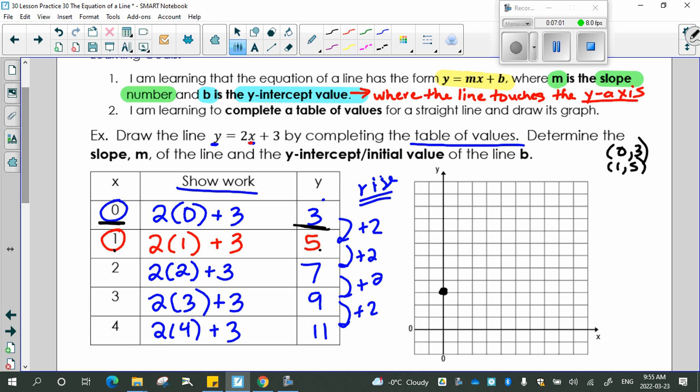First line. Over 1, up 1, 2, 3, 4, 5. There's 1, 5. Okay? The next one, 2, 7. Are you noticing a pattern? Over 1, up 2, over 1, up 2. Over 1, up 2 should be the next one, which is 3, 9. And it is. And then 4, 11.